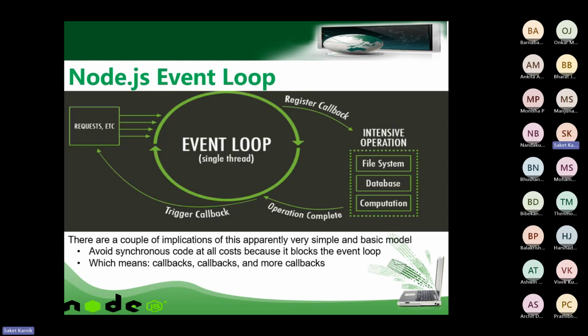This is the Node.js event loop. A request comes in and gets queued in the event loop, which is being maintained by the single thread. There is a callback also registered, which will convey the response back to the original client, right? Whenever the operation gets completed, the callback will be triggered, which carries your response back to the client. Now, this operation can be anything related to file system or database or computation, or any two of them or all three of them as well.